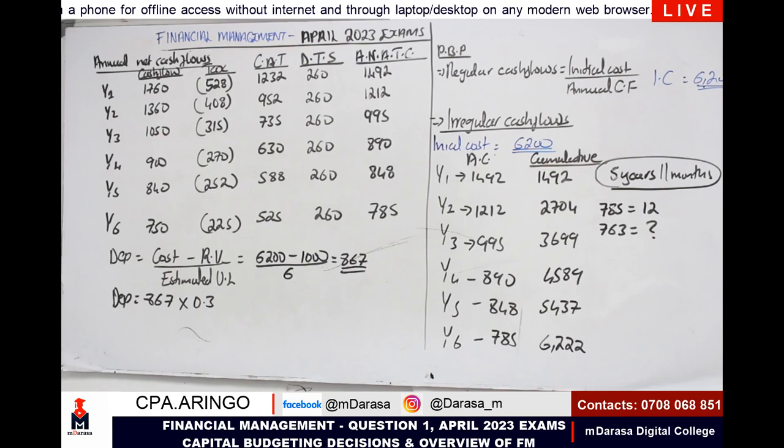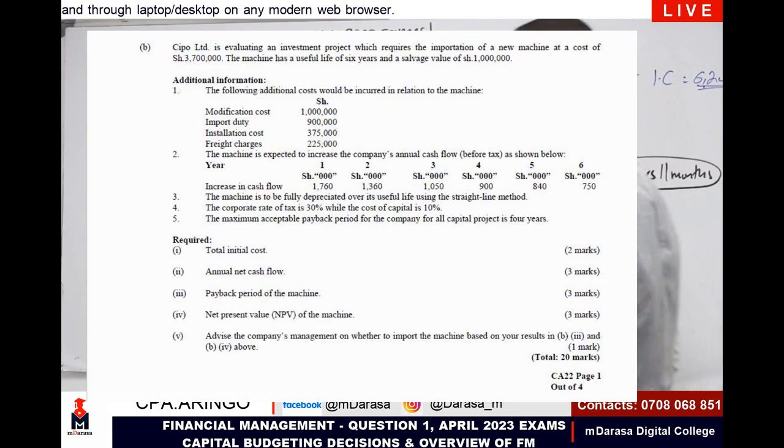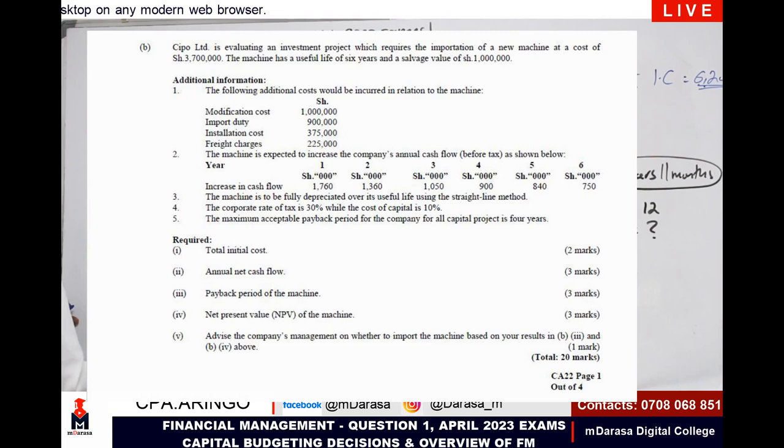Net present value of the machine. So that should be very easy, my good students. First of all, we have our payback period, which is basically 5 years, 11 months.